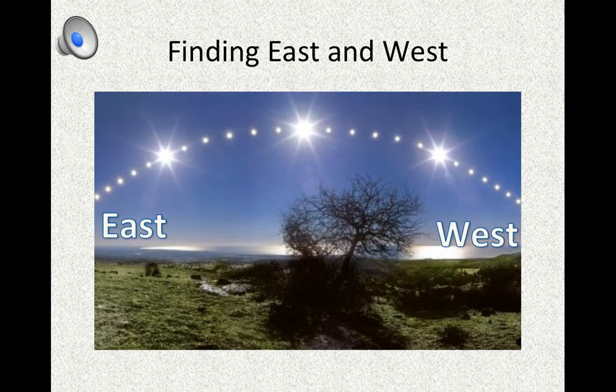To find east and west in the northern hemisphere, you can follow the path of the sun. The sun rises in the east and sets in the west. Therefore, view the sky during sunrise to find east, and view the sky again during sunset to find west.